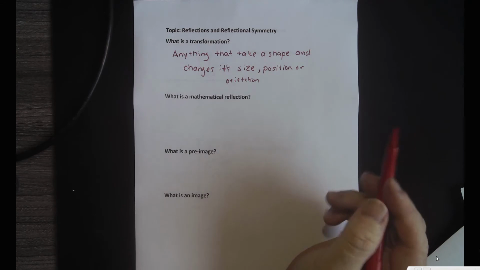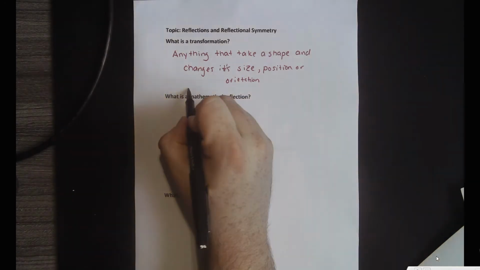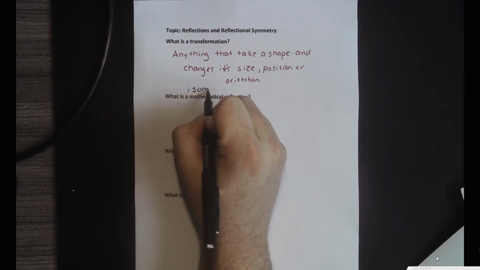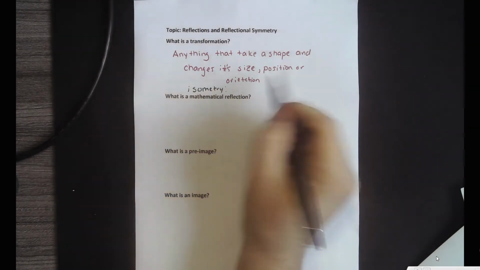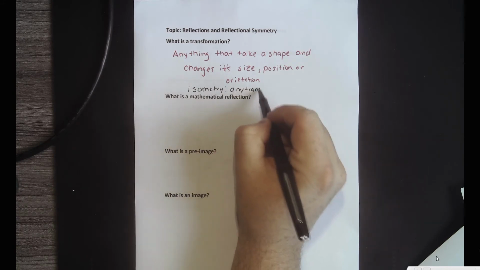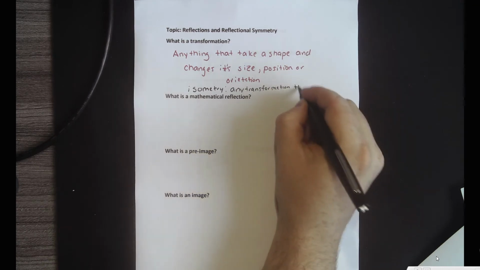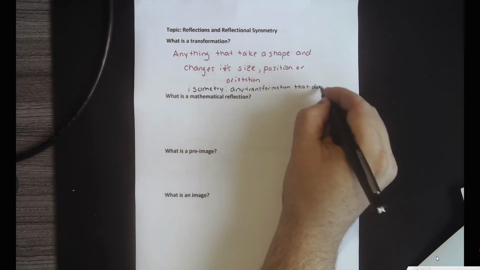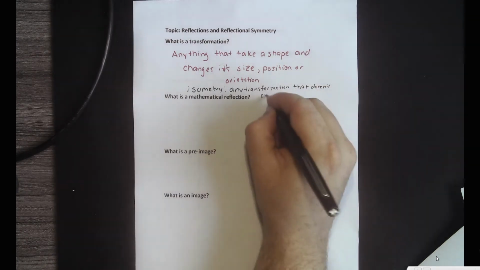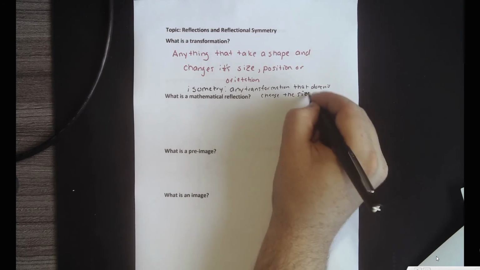Now, for us, at least for this unit, we look at what's called isometry. An isometry is one that changes the position but doesn't change the size. So basically, an isometry is any transformation that doesn't change the size, so it doesn't make it bigger or smaller.